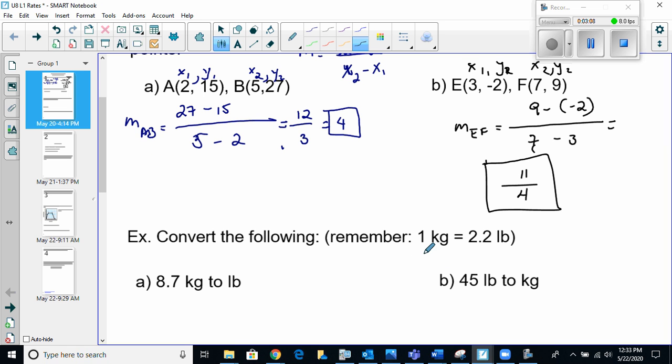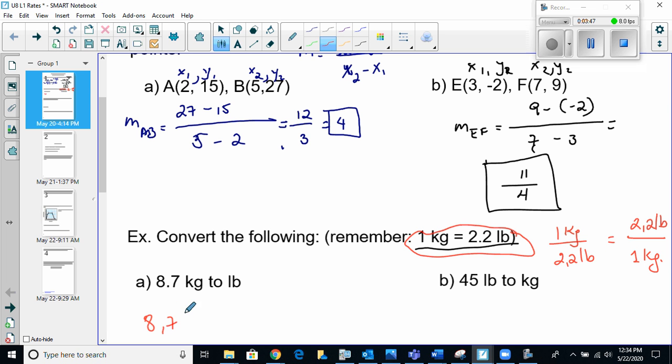Now let's convert the following, keeping in mind that 1 kilogram is 2.2 pounds. I'm a science major, so I have a tendency to explain what that means. If you have 1 kilogram, it's the same as saying you have 2.2 pounds, or if you have 2.2 pounds, that means you have 1 kilogram. So use it as a ratio. Now we have 8.7 kilograms, and we multiply by 2.2 pounds over 1 kilogram.